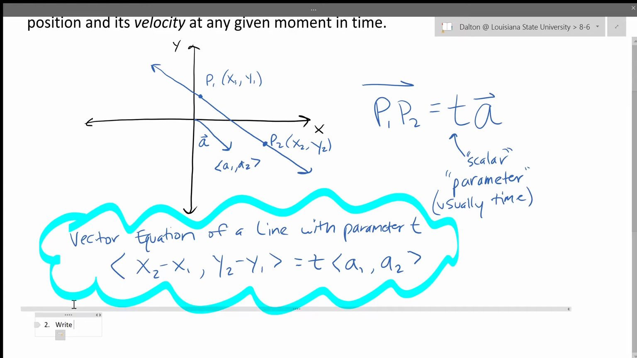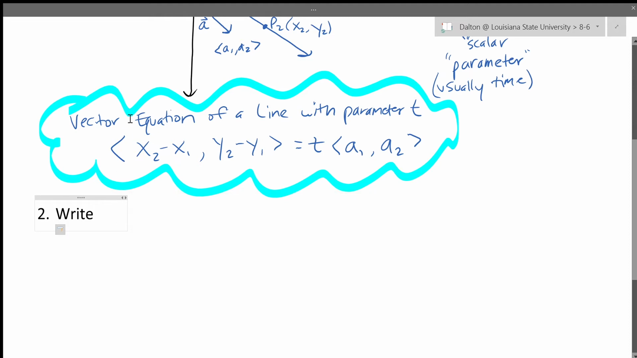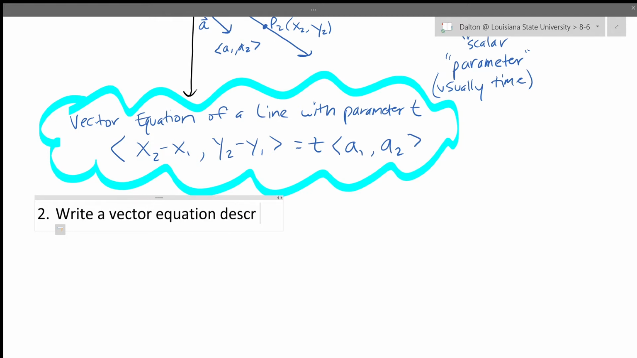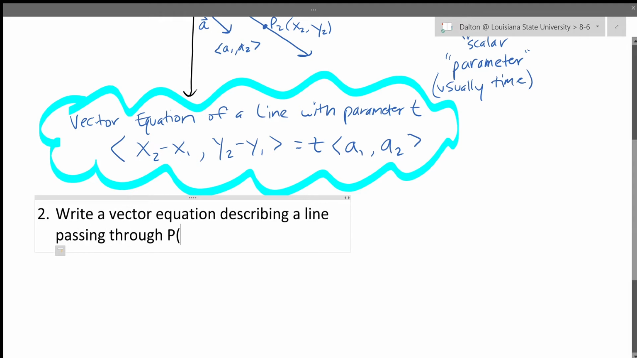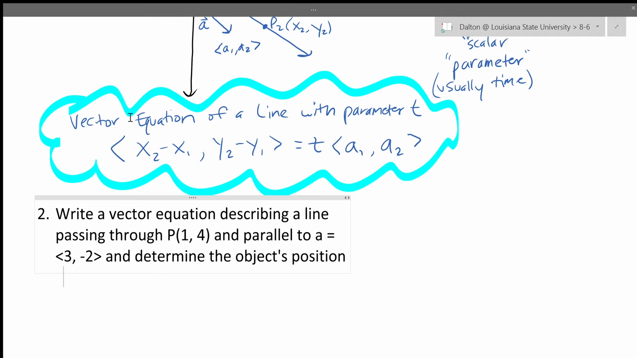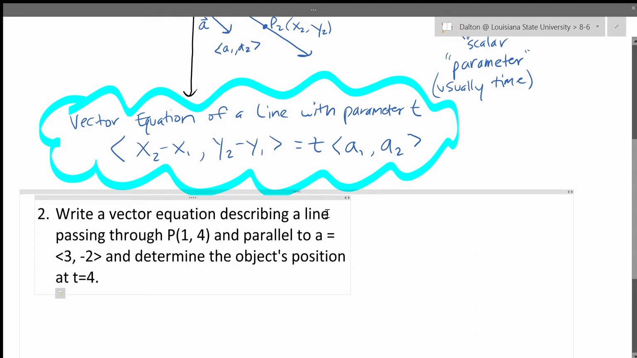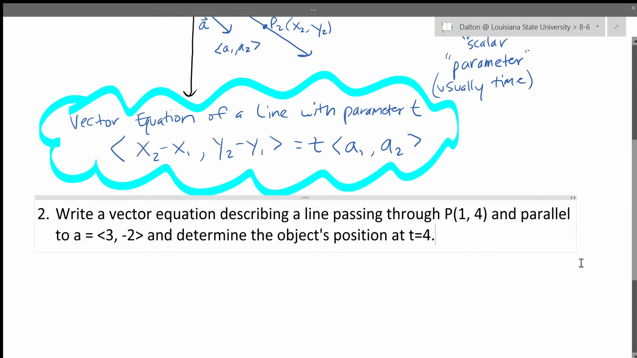So I'm going to write a question here. Again, you can abbreviate these questions if you want, but it's important that you actually at least write them. That way, when you're looking at your assignment or studying for your test, you know what the question types are going to sound like. Write a vector equation describing a line passing through point P, which will be at 1, 4, and parallel to vector A, which will be at 3, negative 2, and determine the object's position at t equals 4. So basically, we said that these types of equations are helpful for movement, okay? So I want you to write the vector equation describing the line that goes through a point. It's parallel to this.